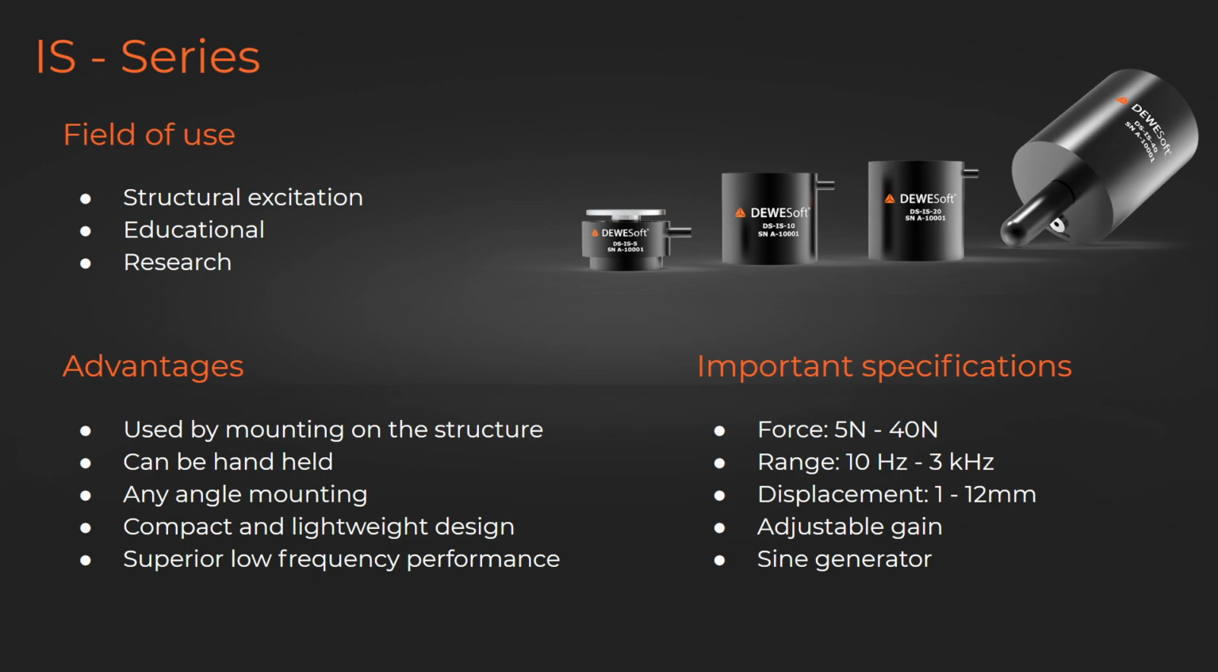Inertial shakers are used, for example, in structural excitation applications, for educational and research purposes. The advantages of these shakers are that they are used by mounting them on the structure. They can be handheld, they can be mounted at any angle, they are compact and lightweight in design, and they have a superior low frequency performance.